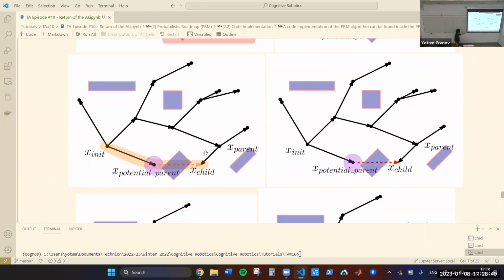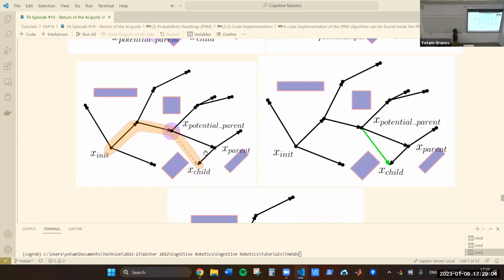So I'll consider the other nearest neighbors. I'll again use a KNN algorithm or an RNN algorithm to consider a set of nearest neighbors. I'll see, is there a collision-free path? In this case, there isn't. But then I'll consider this one, and you can see geometrically, by Pythagoras, this path should be shorter than this path. So if I consider this nearest neighbor instead of that one, I would get a faster path from x_init to x_child.